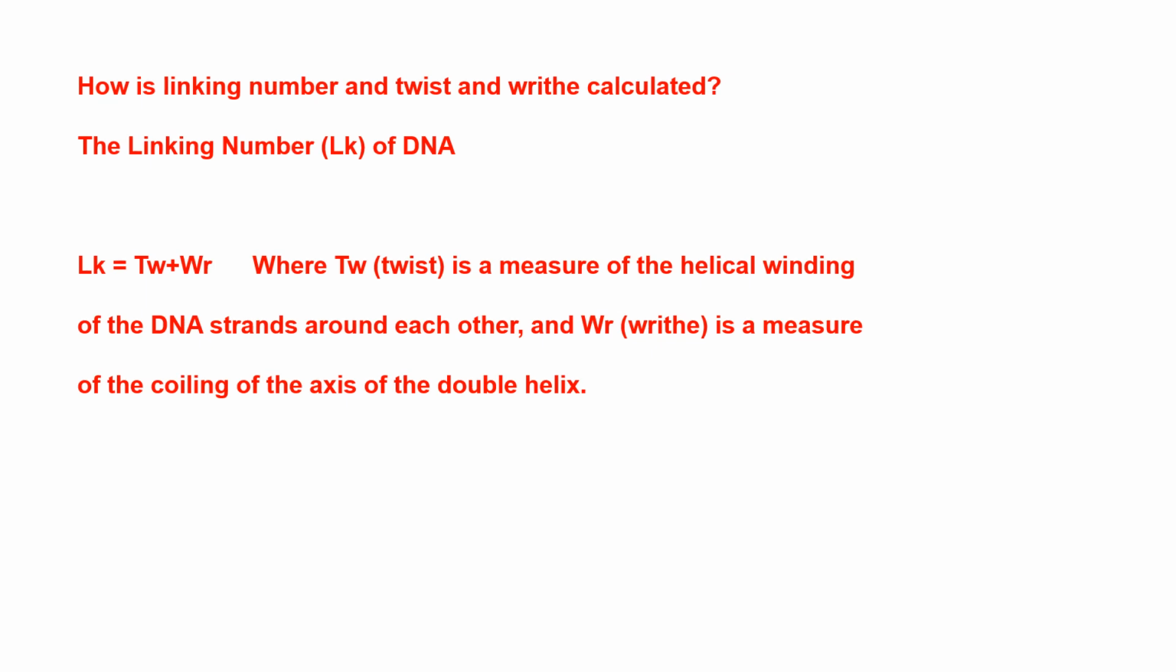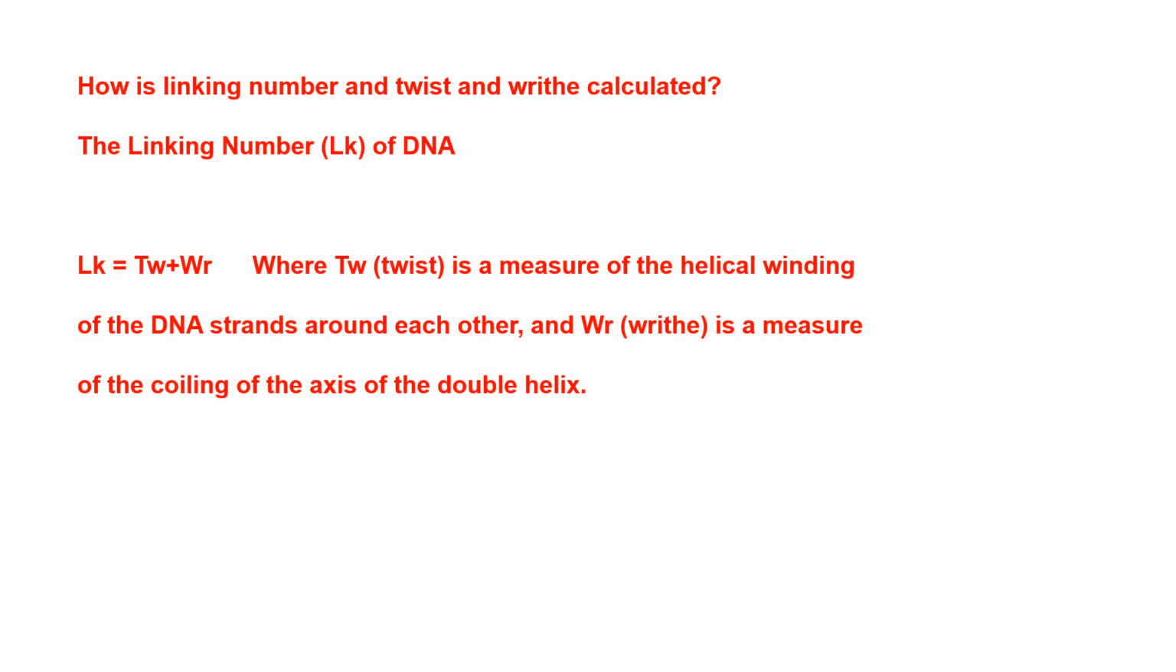Now, how do we relate the linking number, twist, and writhe? We have to just calculate. The linking number is denoted as Lk of the DNA molecules. The linking number is equal to twist plus writhe of the DNA molecules, where Tw denotes twist, a measure of the helical winding of the DNA strands around each other, and Wr is a measure of the coiling of the axis of the double helix structure.